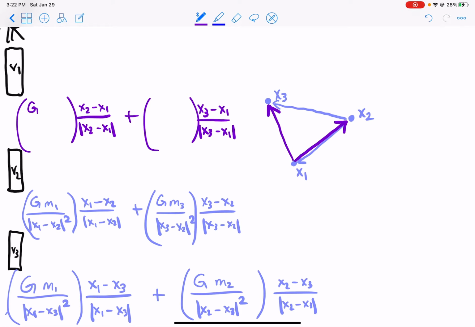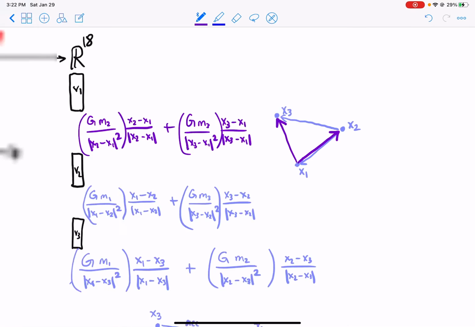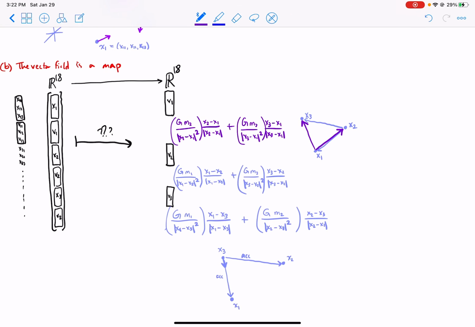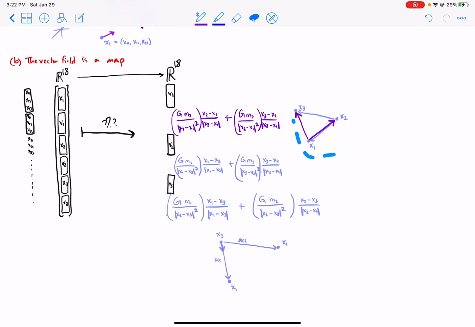Okay, gravitational constant, mass of the moon, and the square of the distance. Gravitational constant, mass of the spaceship, and the square of the distance is there. Okay, and so I had my pictures to help me. I'll put them over here.